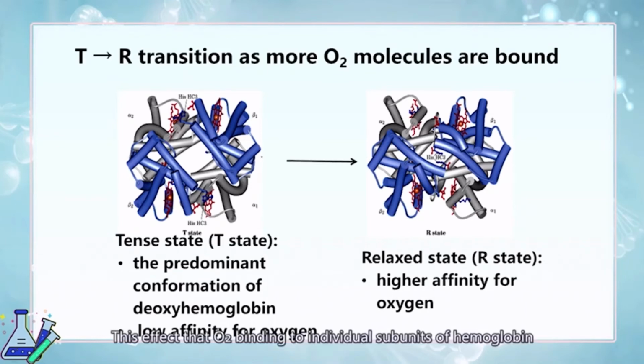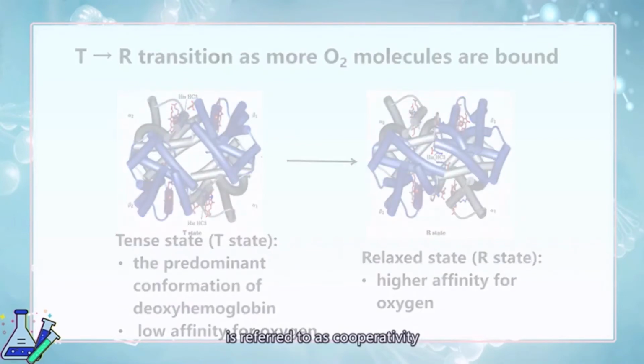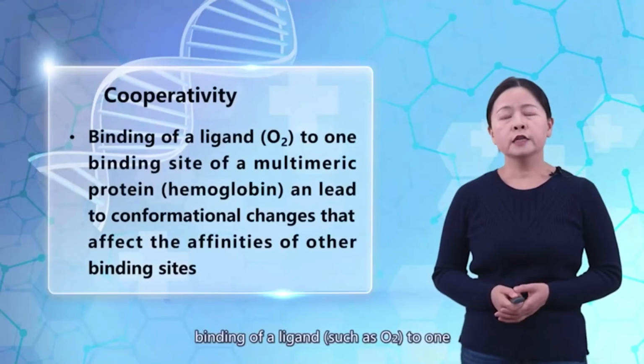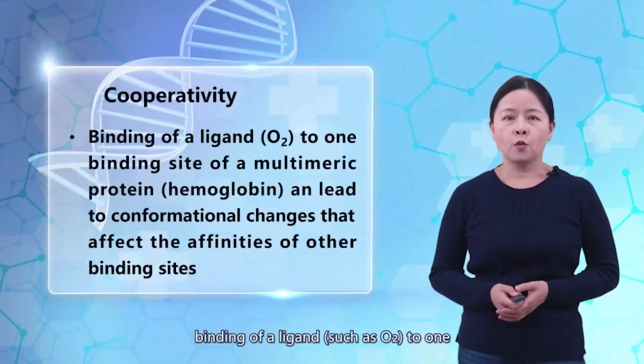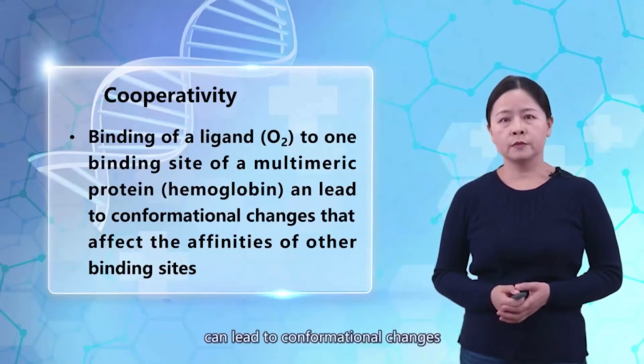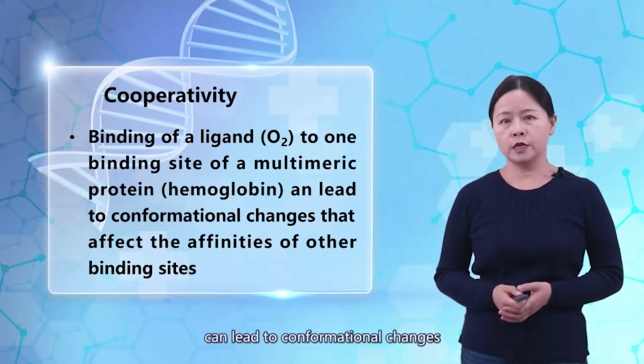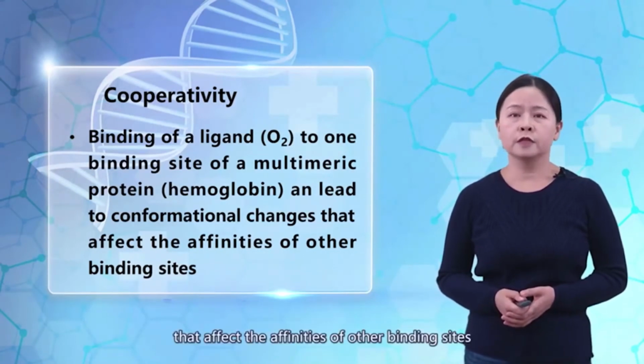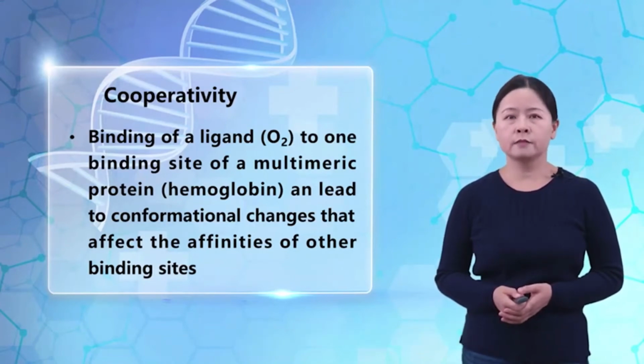This fact, that oxygen binding to individual subunits of hemoglobin can alter the affinity for oxygen in adjacent subunits, is referred to as cooperativity. Therefore, binding of a ligand to one binding site of a multimeric protein can lead to conformational changes that affect the affinities of other binding sites.